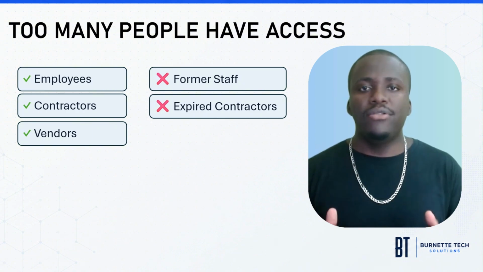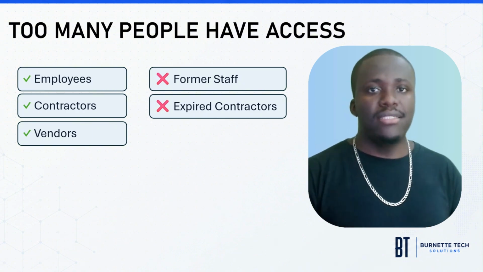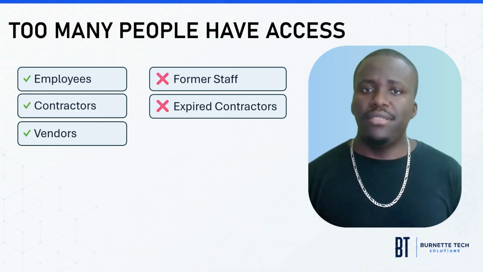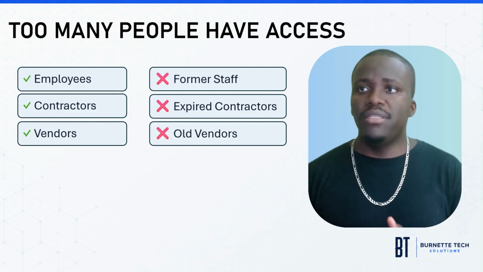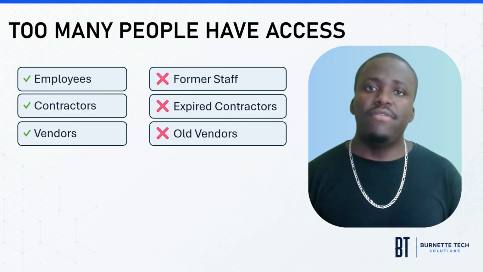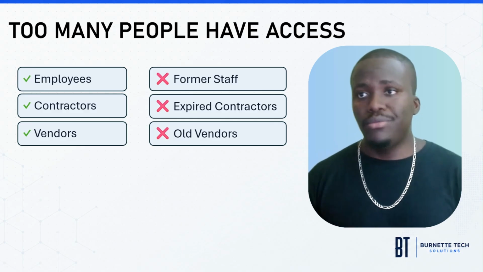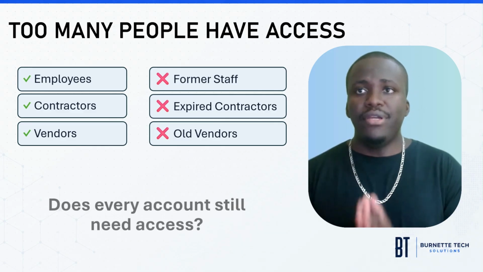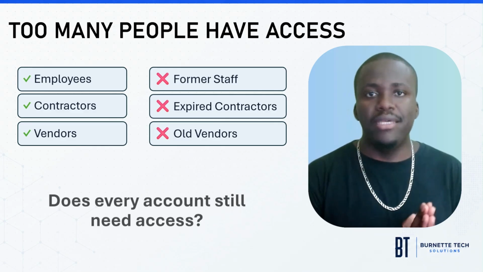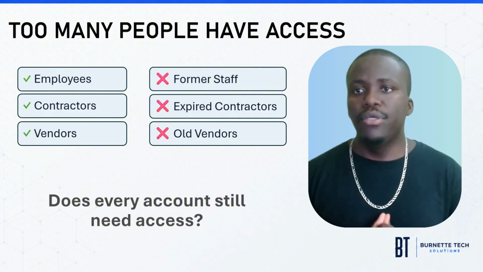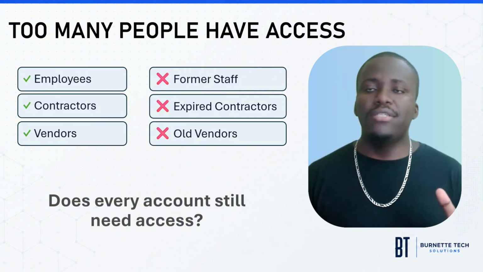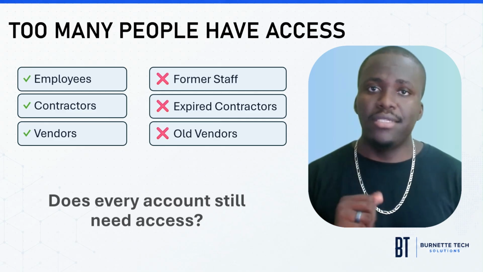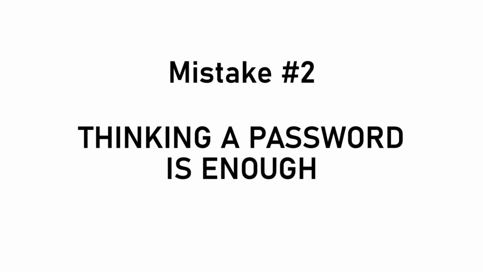So expired contractors, if they no longer need access to that environment, remove them. And similarly for vendors as well. If there are any old vendors that no longer need access to certain environments, they too should be removed. The key thing is, does every account still need access? If you're going through your email environment, ask yourself that question. Does every account still need access? So that's mistake number 1.